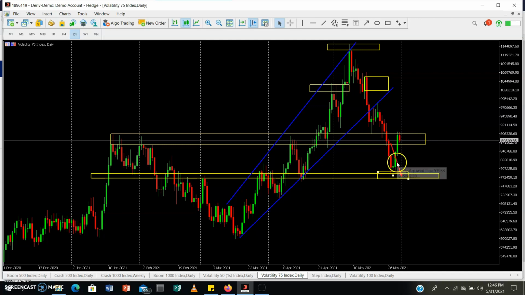So now let's take a look at where it is going. Already I can see that we had a bounce on this support zone, and now we are currently playing on the resistance zone. The question now is, are we going to break this resistance zone, or are we going to respect it and keep going down?